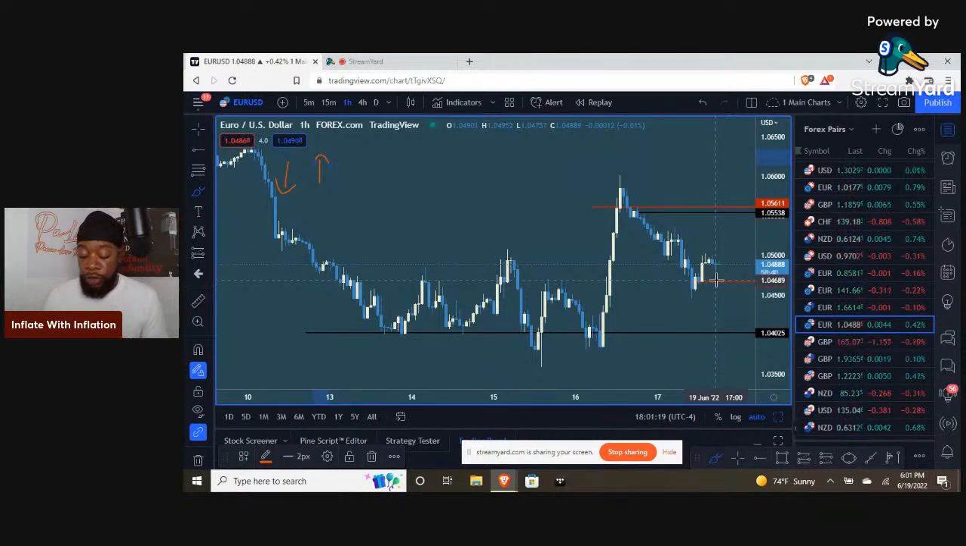So Euro USD is a good option for a buy, right? Not yet though, because you still have to see how it comes back down to this point. But chances are, it's going to be a good buy. You see the whole pull and everything fade out.